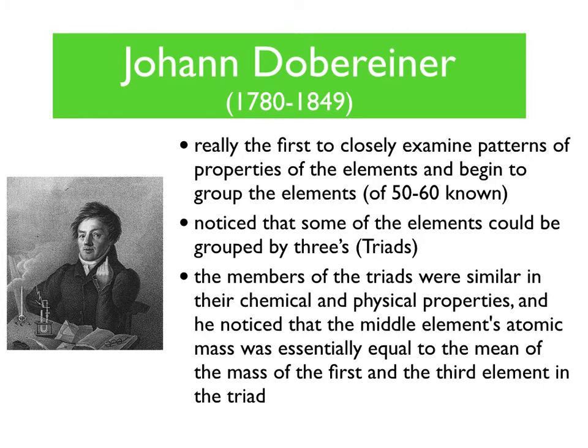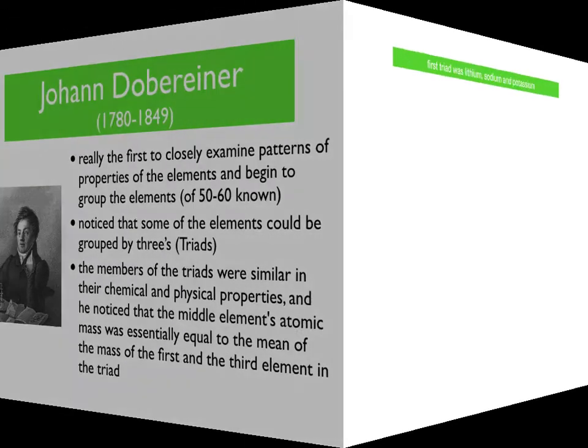He noted that when you arrange the three members of a given triad according to increasing mass, the middle element had an atomic mass that was essentially equal to the average or the mean of the atomic masses of the lightest and the heaviest of the triad. It also was true about the properties, that the middle element had properties that were somewhat in between, again, the extremes, the lightest and the heaviest of elements. Let's look at some of his triads.